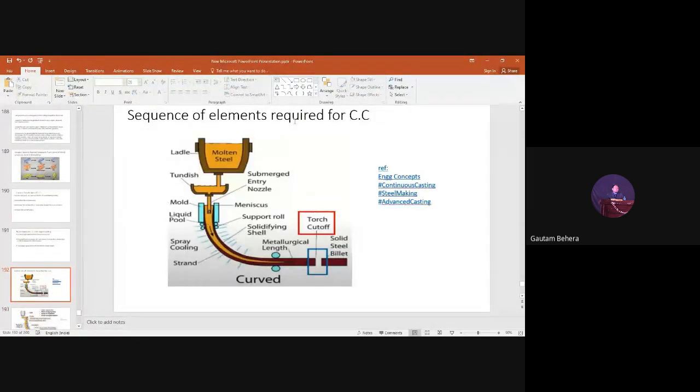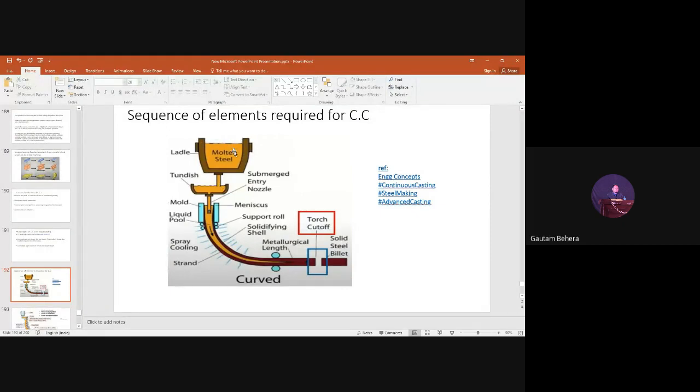Now, sequence of elements required for continuous casting. Here, elements means one single component I am talking about. So what are the different components involved during continuous casting of steel? You can see we can have, in the top, this is the sequence also.